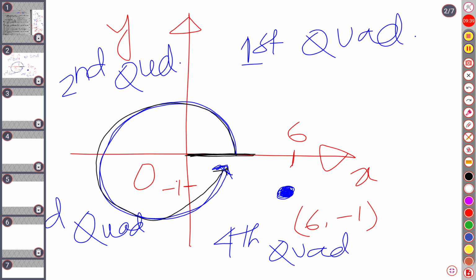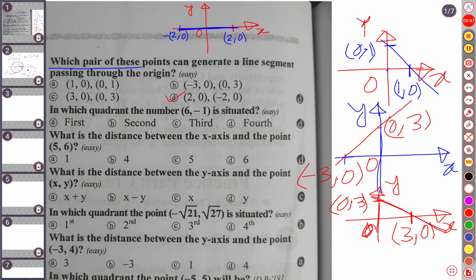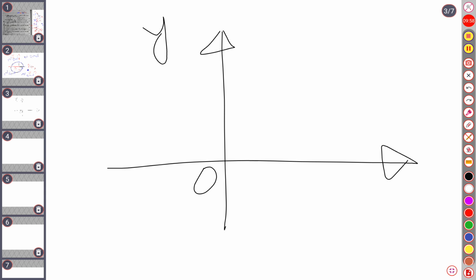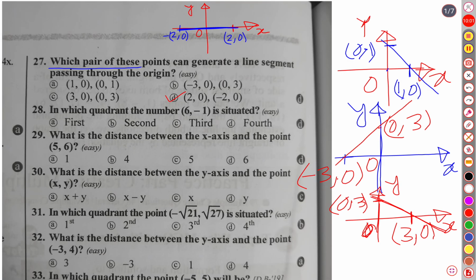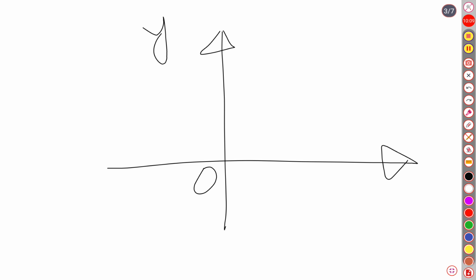Let's move on to question number 29. What is the distance between the x-axis and the point (5, 6)? So this is our x-axis and this is the y-axis. Origin is over here. They have told us to find the distance between the x-axis and (5, 6). Let us plot the point first. Suppose 5 is over here, the x coordinate is 5, and 6 is the y coordinate, it may be over here. So this is our point.